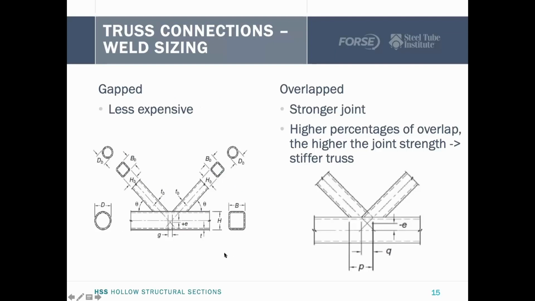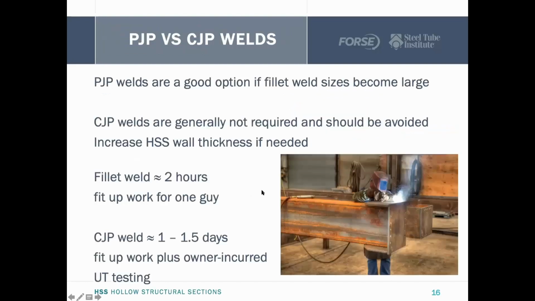A gap connection is always going to be less expensive than an overlap connection, although we do get more strength and stiffness out of that overlap connection. A gap connection allows the fabricator to tack these pieces in place before they do the final welding, and that's going to help with the overall cost of fabrication of a truss.